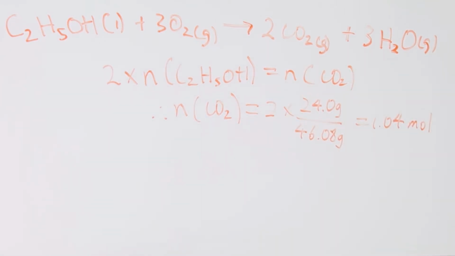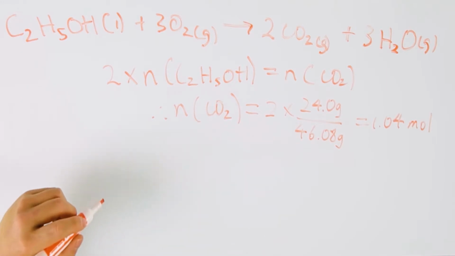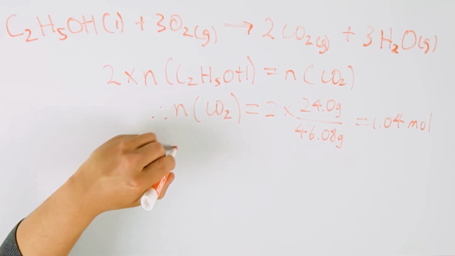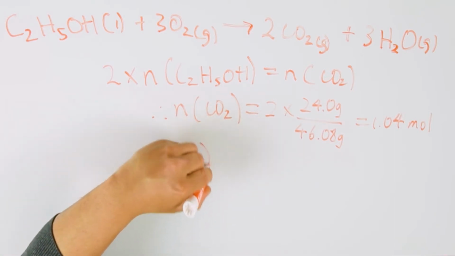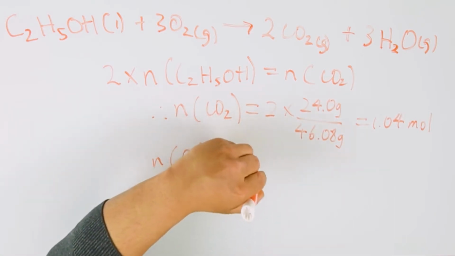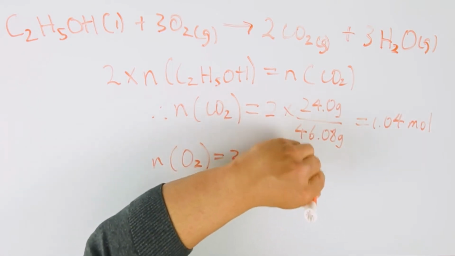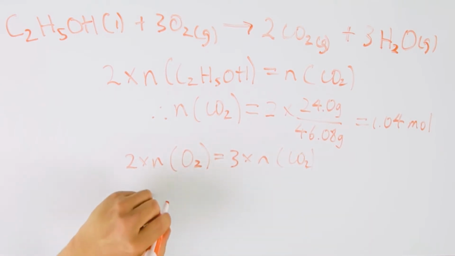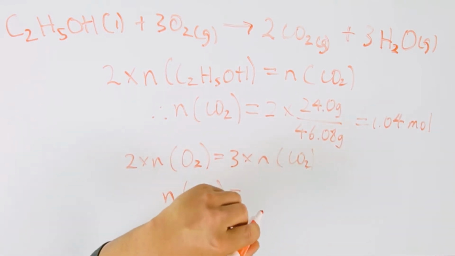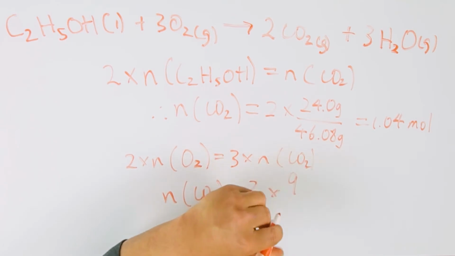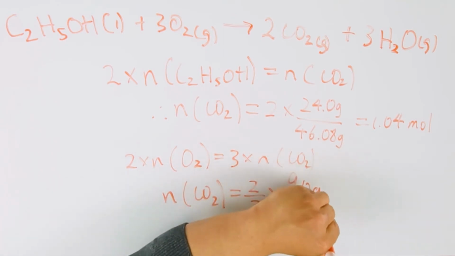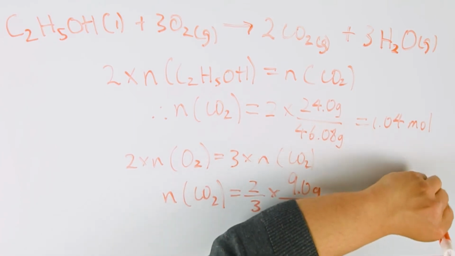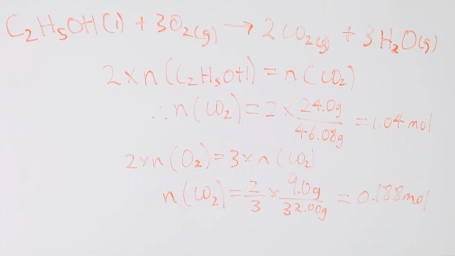So because in the balanced equation, we find that we use 3 moles of oxygen to produce 2 moles of CO2, all we need to do is cross multiply to find the number of moles of oxygen to equalize the number of moles of CO2. And again, just rearranging the numbers and equating CO2, we have 2/3 times 9.0 grams, which is given in the question, over 32.00 grams, which is the molar mass of O2, and that gives us 0.188 moles.